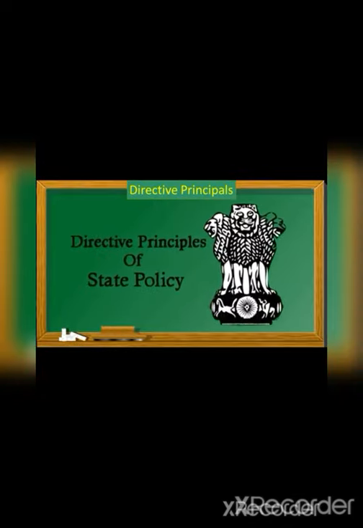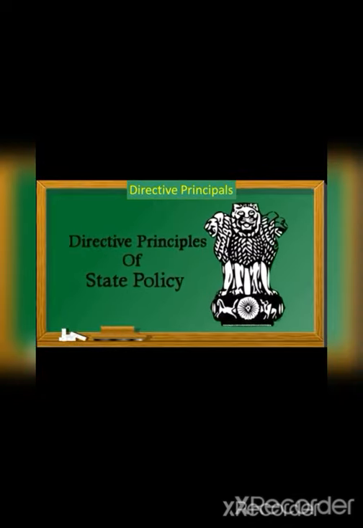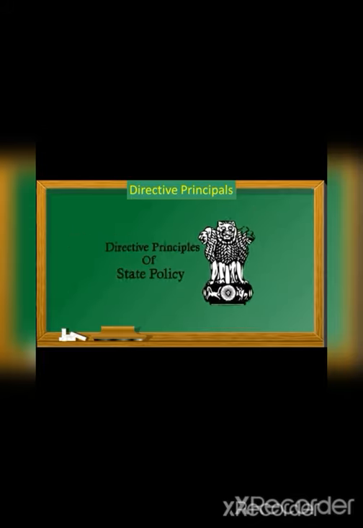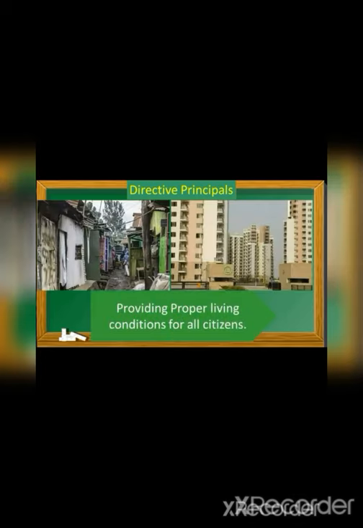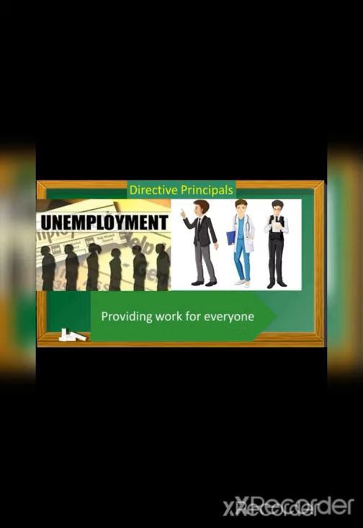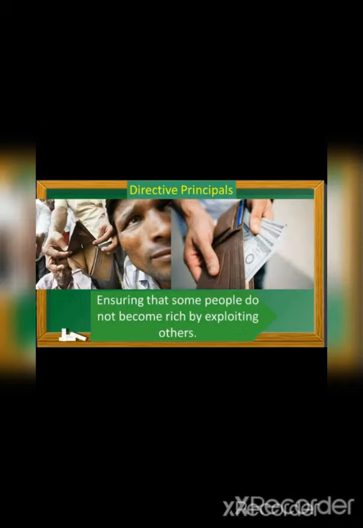Directive principles. Our constitution lays down certain guidelines for the government to follow, for the welfare of the people. Let us see some of the important guidelines. Providing proper living conditions for all citizens. Providing work for everyone. Ensuring that some people do not become rich by exploiting others.